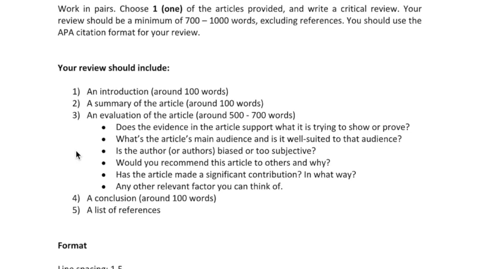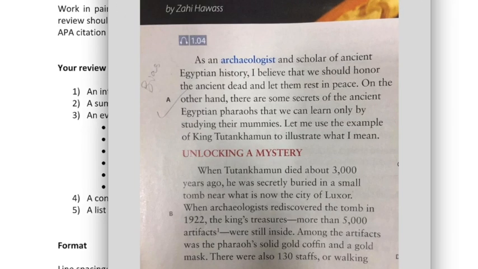The same goes for the article. Do you think the author is biased or neutral? Which part is the author being biased, or which part is the author being neutral? So let us take a look at page 38 of the textbook.